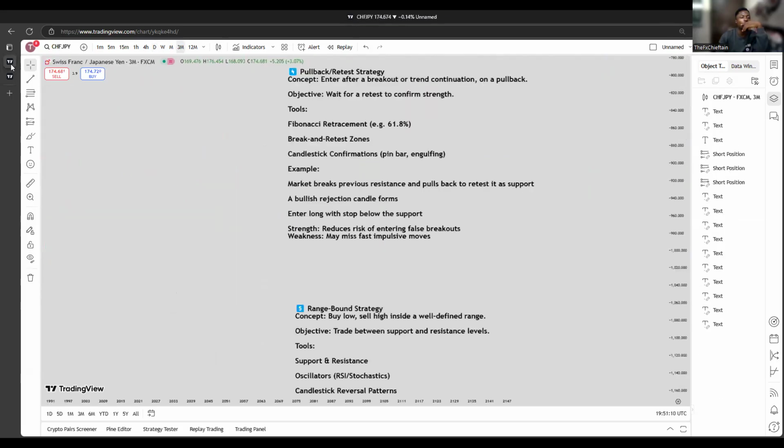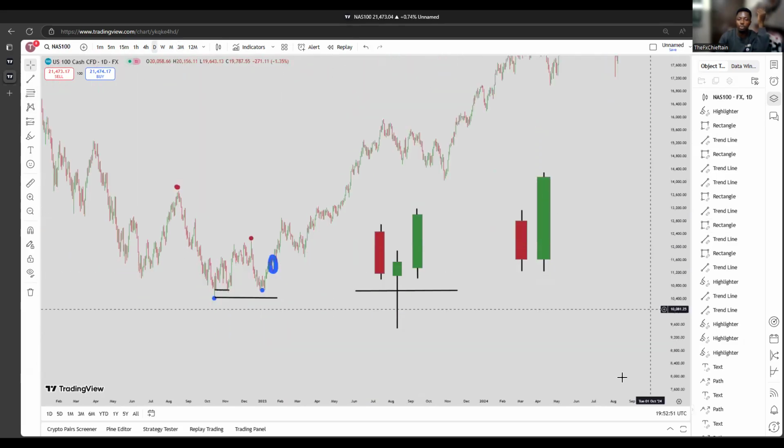So what else do you want to look out for? You also want to look out for break and retest zones, like what we did earlier.